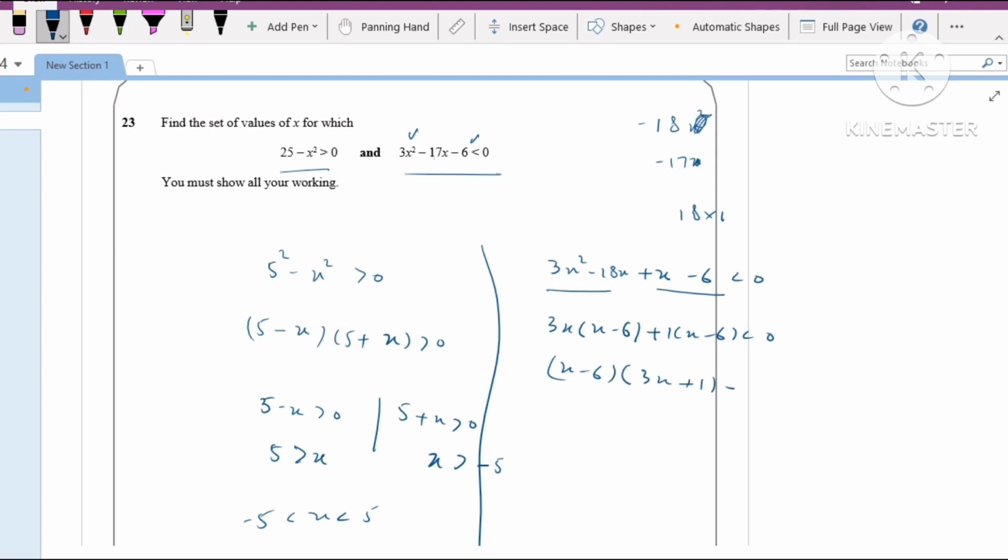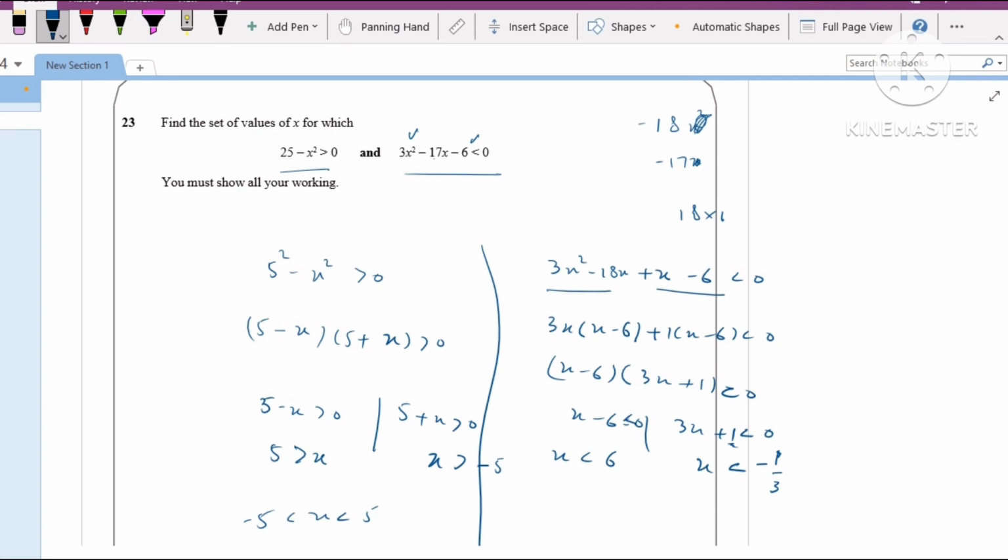So it means x minus 6 times 3x plus 1 less than 0. So here x less than 6, and here x less than minus 1 over 3. So here we have two values.